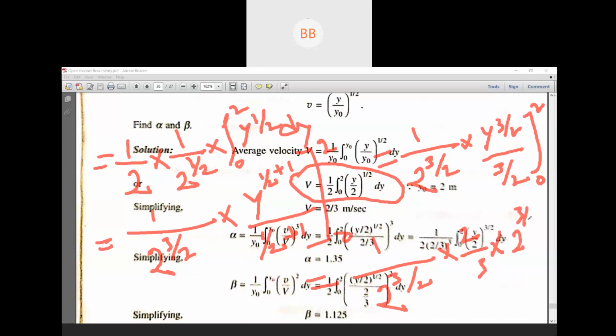Okay. So this 2 to the power 3 by 2 and this 2 to the power 3 by 2 will be cancelled out. What will be left out is 2 by 3.